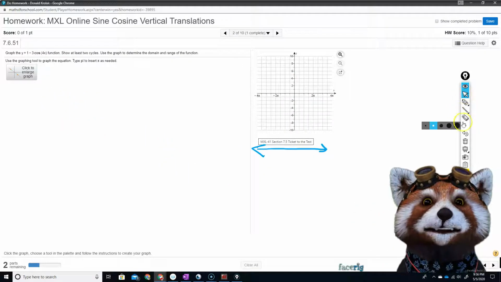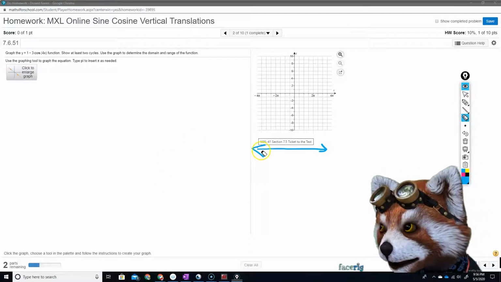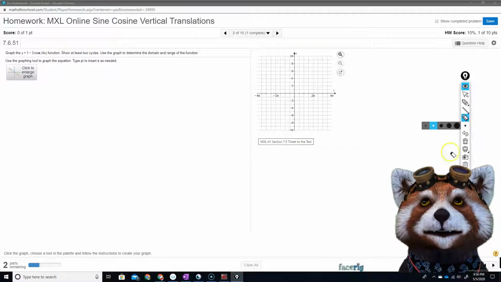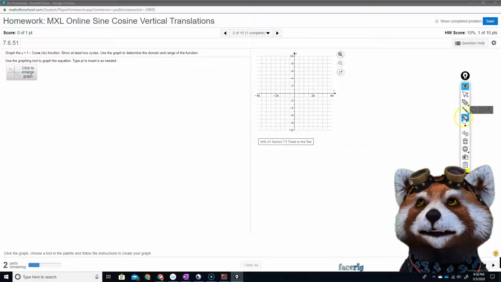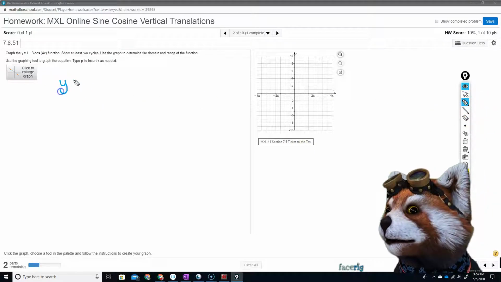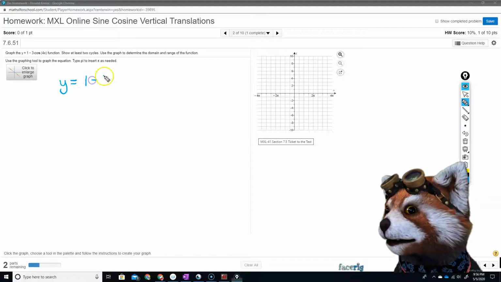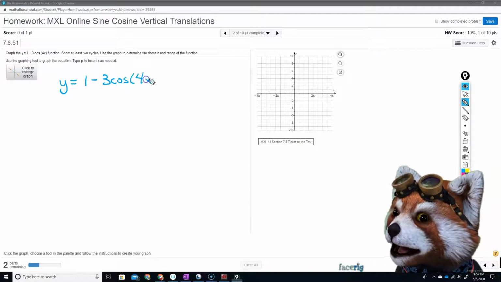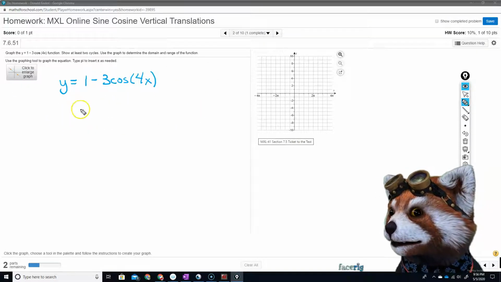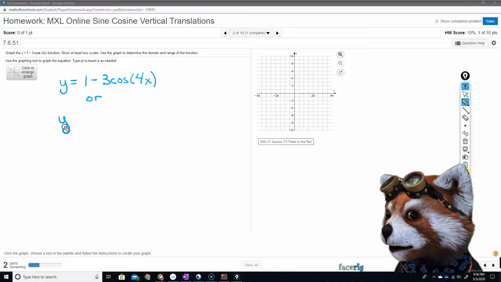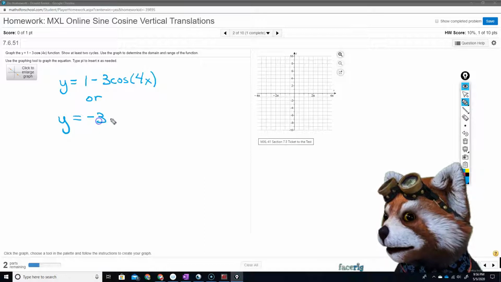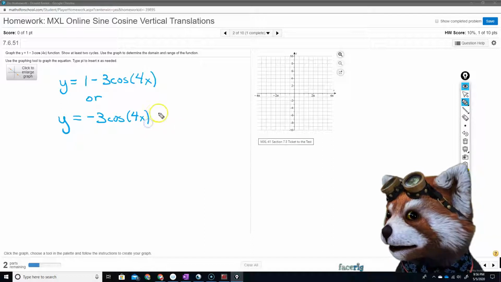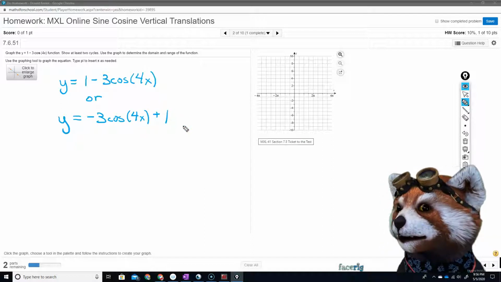Okay, now, this one is written just like the last one, but the order's a little different. Okay, so when we take a look at this guy, we've got y equals 1 minus 3 cosine 4x. Now, that is the exact same thing. I could write it like that, or I could write it like this. Negative 3 cosine 4x plus 1. It's the same thing.